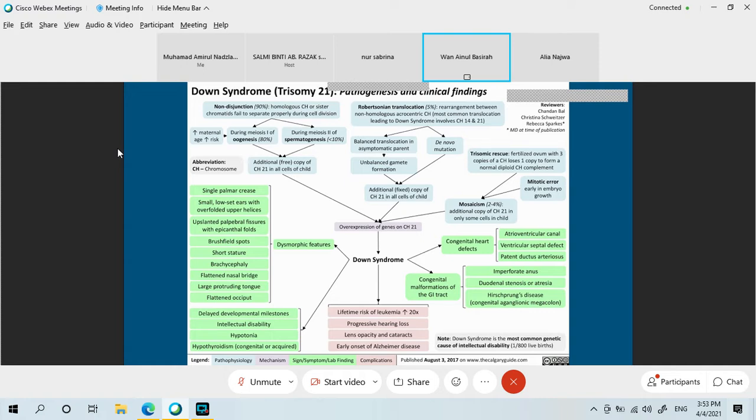So we have patients with dysmorphic features such as a single palmar crease. All of this I will show on the next slide. And then there is also delayed developmental milestones, intellectual disability, hypotonia, hypothyroidism, and a risk of leukemia, progressive hearing loss, lens opacity and cataracts, early onset Alzheimer's disease, and congenital heart disease. ASD is the most common, if I'm not mistaken, and then congenital malformations of the GI tract: imperforate anus, duodenal stenosis or atresia, and Hirschsprung disease. Okay, next.